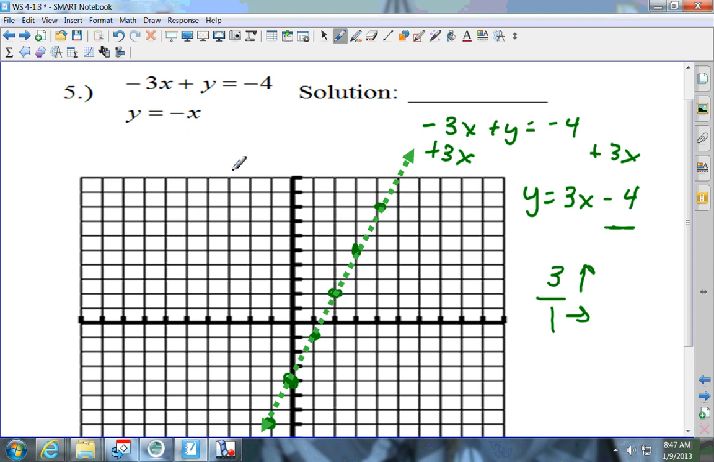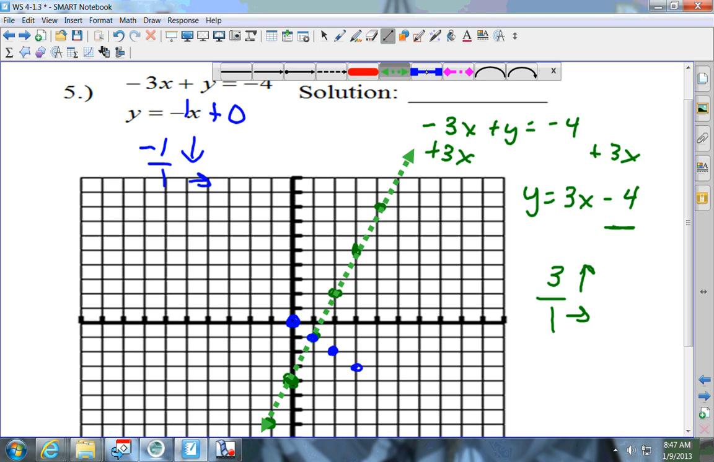The next one, here's my equation. What is the y-intercept? The y-intercept should be 0. So I start at 0. The slope is -1. I have -1 over 1. Down 1 to the right 1, put a dot. Down 1 to the right 1, put a dot. Down 1 to the right 1. I'm not even going to keep going because already I hit where the two lines intersect. So now, here's where the two lines intersect. Where they intersect is right here. That point is 1, -1.